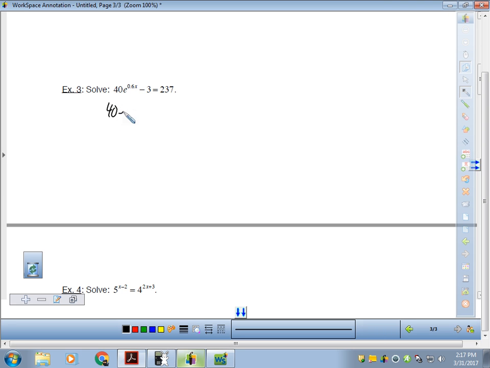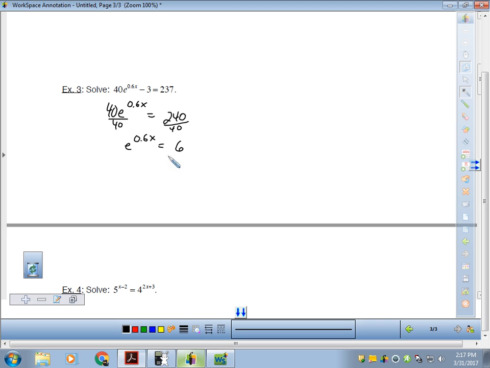So 40e to the 0.6x equals, if we add 3, 237 plus 3 gives us 240. Then we would divide both sides by 40. So e to the 0.6x equals 240 over 40. The zeros could cancel, so it's really just 24 over 4, which is 6. Alright, so now we've isolated it.